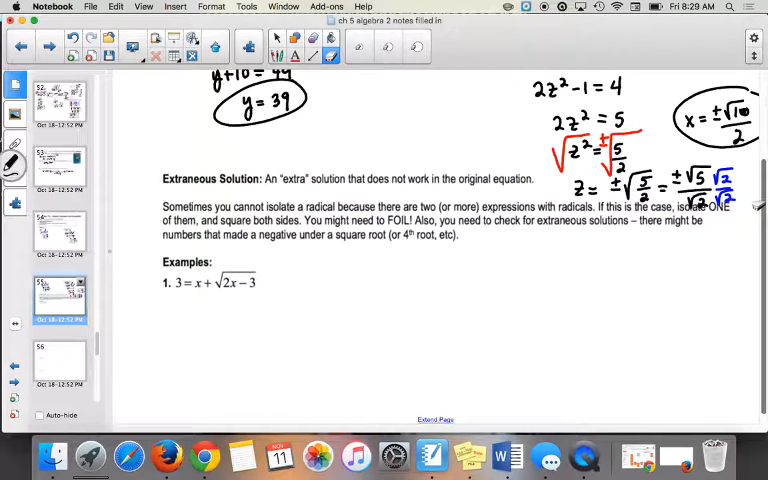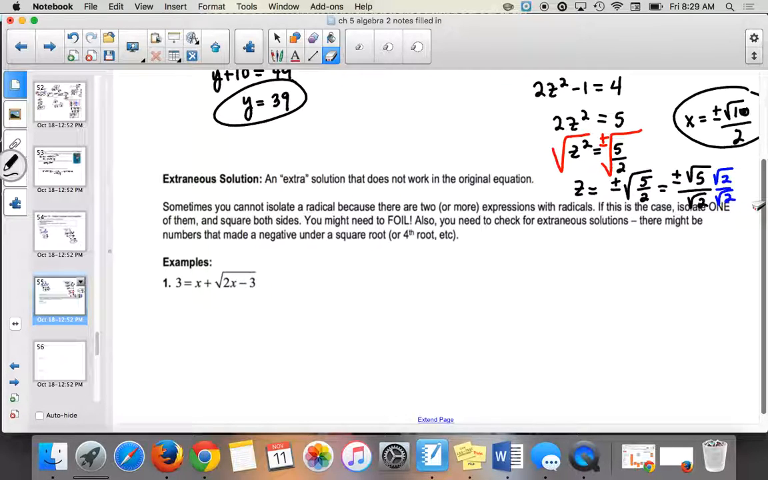So it says sometimes you cannot isolate a radical because there are 2 or more expressions with radicals. If this is the case, we isolate one radical, then we square both sides, and you're going to need a FOIL and so on. You're also going to need to check for extraneous solutions. So this happens when we have 2 or more radicals.